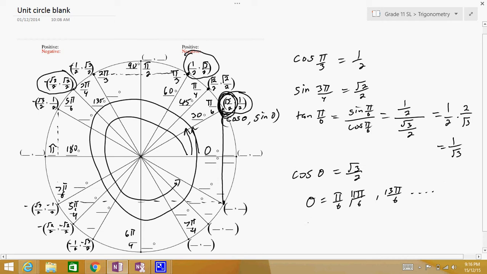So if you had a question like this, the answer would be theta equals pi over 6 plus 2k pi and 11 pi over 6 plus 2k pi, where k belongs to all natural numbers.